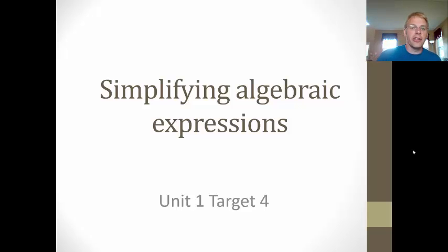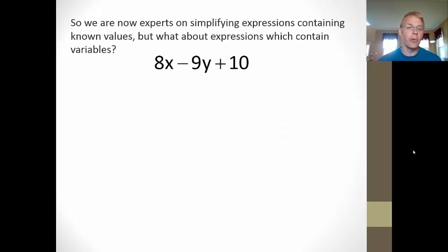So we've worked with expressions in our last lesson, but we worked with known values. We always knew what the numbers were. We could put them in a calculator. We could count them on our fingers. But if you look at the expression below, 8x minus 9y plus 10 has some variables. We've worked with the definition of a variable before. It's a value that we don't know. So how do we add, subtract, multiply, and divide when we're dealing with variables?